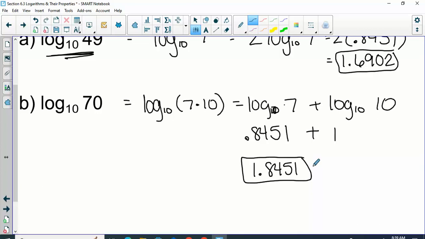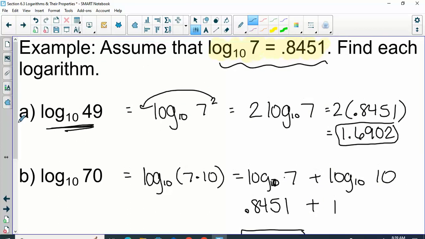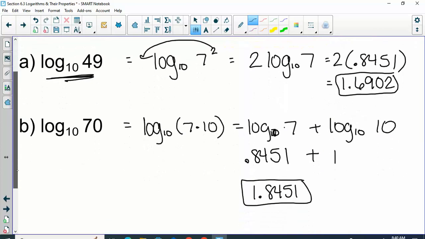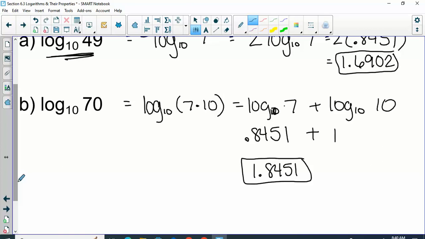Okay, where'd I lose you? Is that supposed to be added to the 10? So we had 70, we broke it into 7 times 10. Properties of logs says you add those 2 logs together. So the log base 10 of 7, I told you in the directions, was equal to this decimal. So I plugged that in. And log base 10 of 10 means 10 to what power equals 10. So that's just the first. Okay, and whenever you got that at the top, you had 2 decimals.